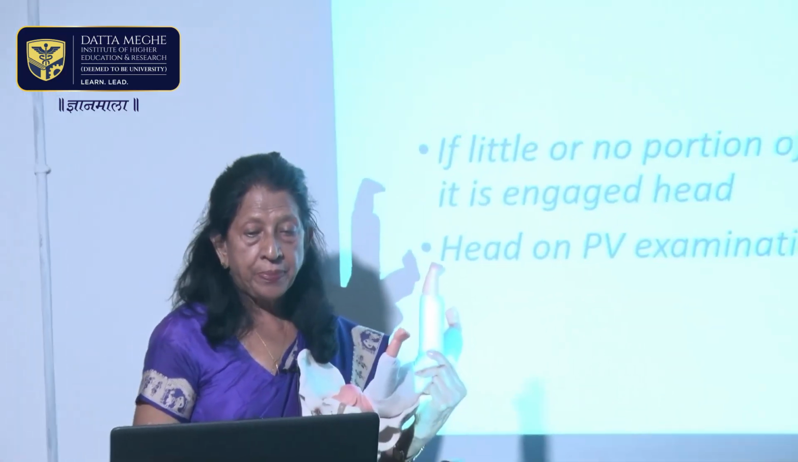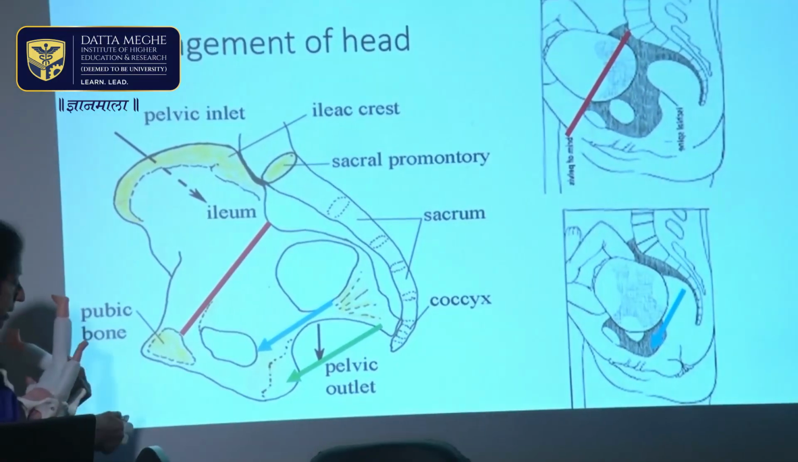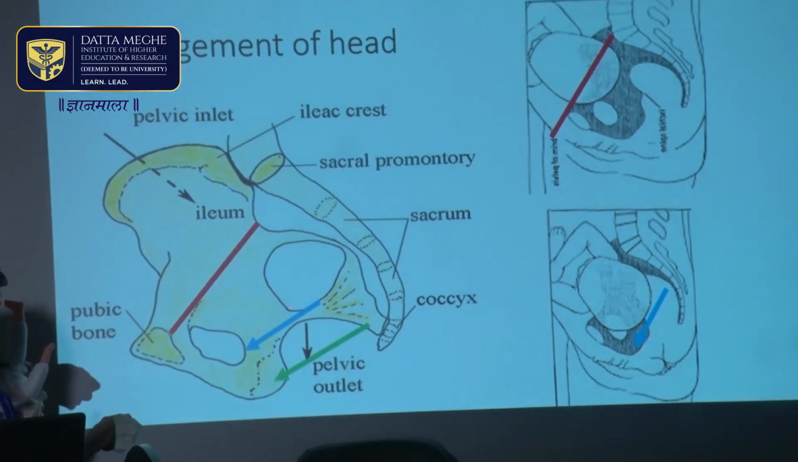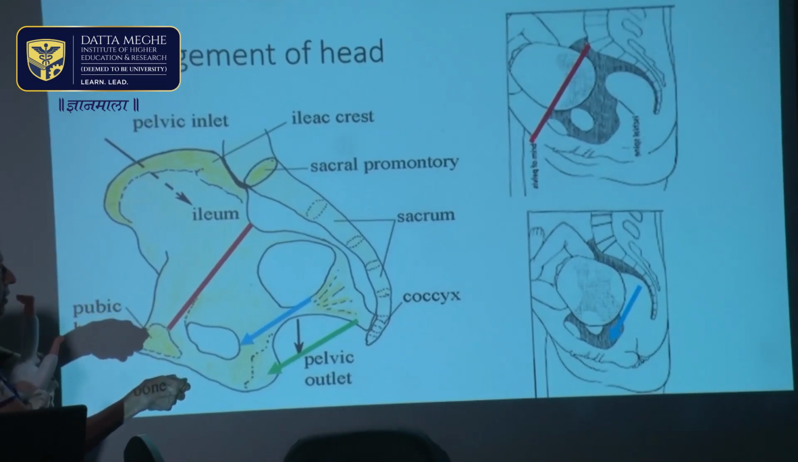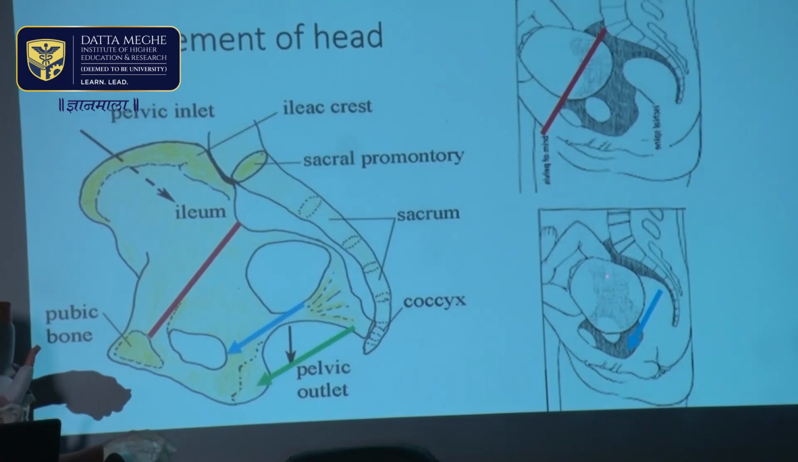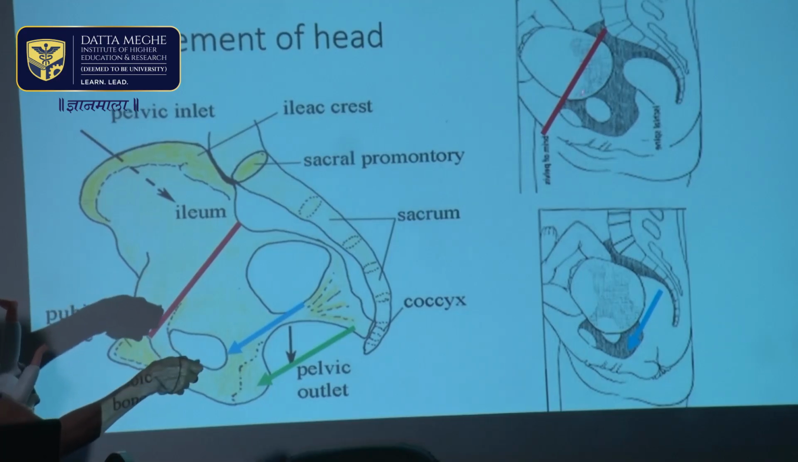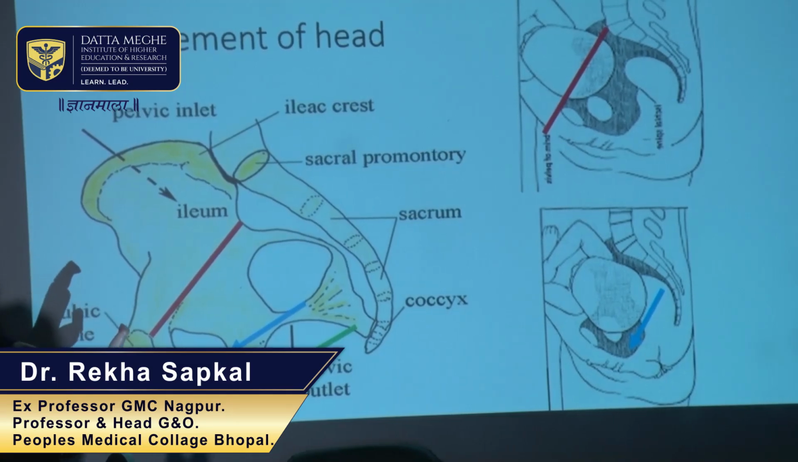How do you decide engagement of the head? This is the overall picture showing the station of the head. This is the pelvic inlet or brim, this is the least pelvic dimension, and this is the pelvic outlet. In these cases the head is at the level of the pelvic inlet, and in these cases the head is at the level of ischial spine. So this is engaged head, this is engaged head, this head is fixed head. When the biparietal diameter has crossed the pelvic brim, it is an engaged head. This diagram helps to understand what is engagement of the head.